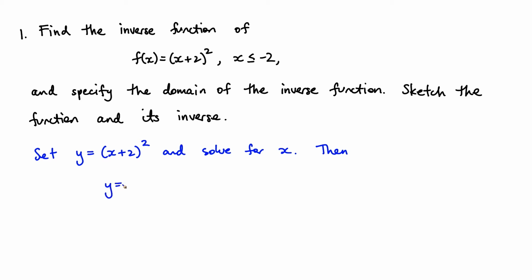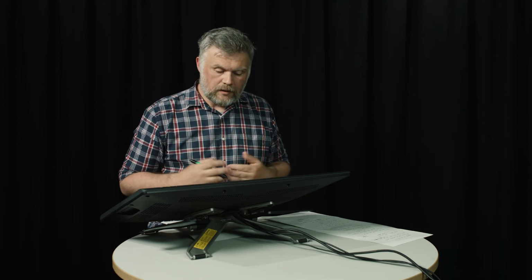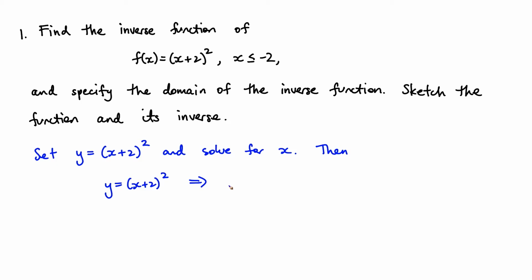So if we've got y is equal to x plus 2 all squared, then this implies, so how do we get x by itself, right? Well, the first thing we want to do is get rid of that squared. So we want to take a square root. So let's take the square root of both sides. So this implies that the square root of y is equal to x plus 2.